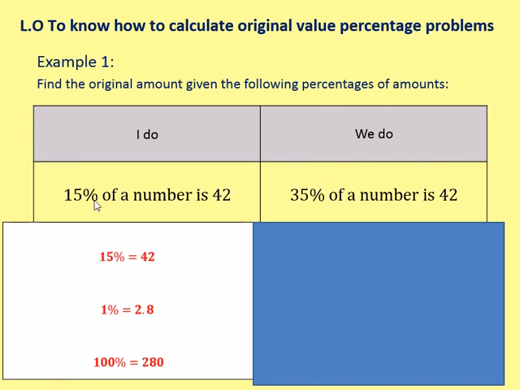Okay, so next one, 15% of a number is 42. So if 15% is 42, divide by 15 to get 1%. So 1% equals 42 divided by 15, which is 2.8. And then times by 100 to get 100%. So 100% equals 2.8 times 100, which is 280. So again, really well done if you got that right. Pause the video here, copy that one down please, and then try the we do by yourself.